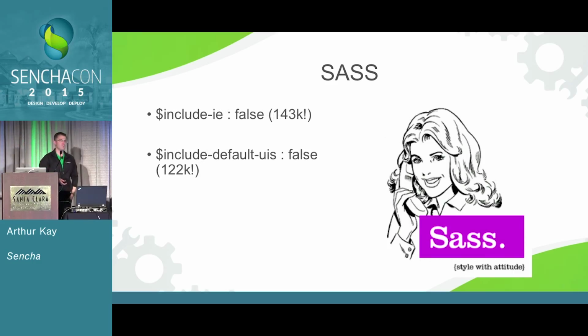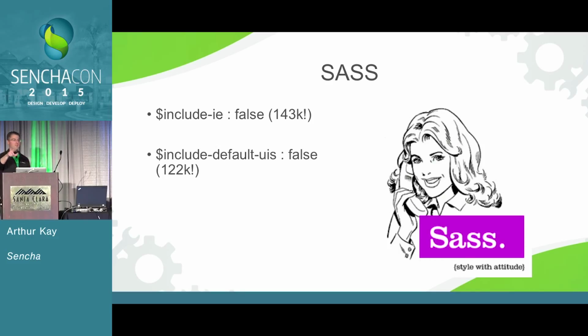If you're lucky enough to not have to care about IE 8 and 9, you can turn off the include IE flag, which saves you a whopping 143 kilobytes worth of CSS. That is roughly half of the CSS the framework gives you, which is pretty cool. So is there anybody lucky enough to have that? A few of you, fantastic.